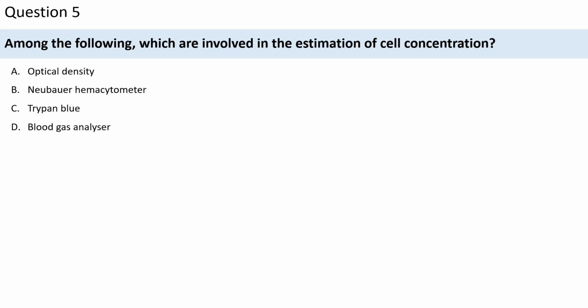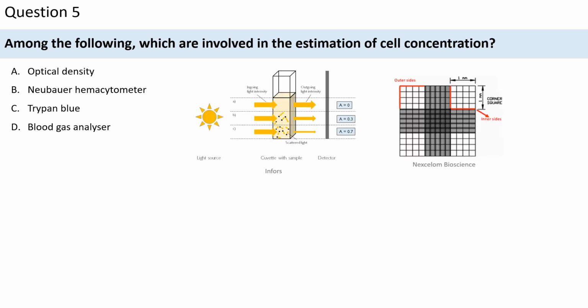Moving on to question 5, which of the following are involved in the estimation of cell concentration? Optical density, hemocytometer, trypan blue, and blood gas analyzer. So we'll just see each and every one. In the case of optical density, we know we can find the overall cell concentration if we use optical density as one of the parameters, right?